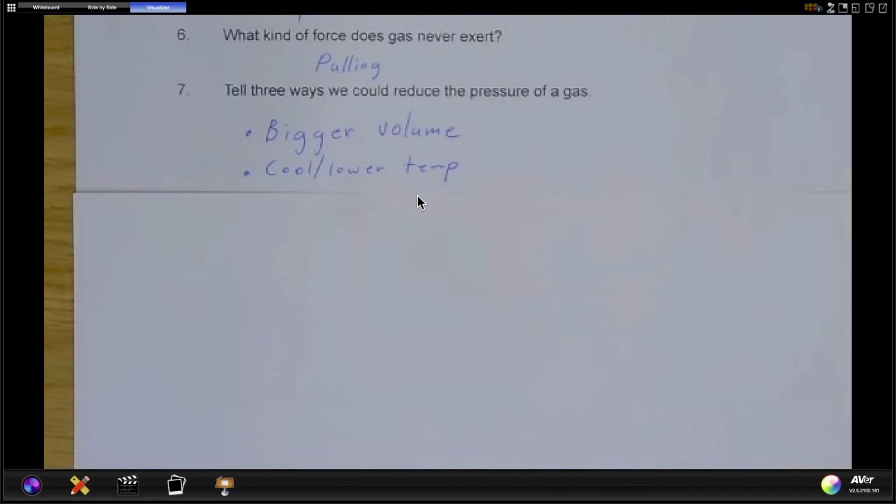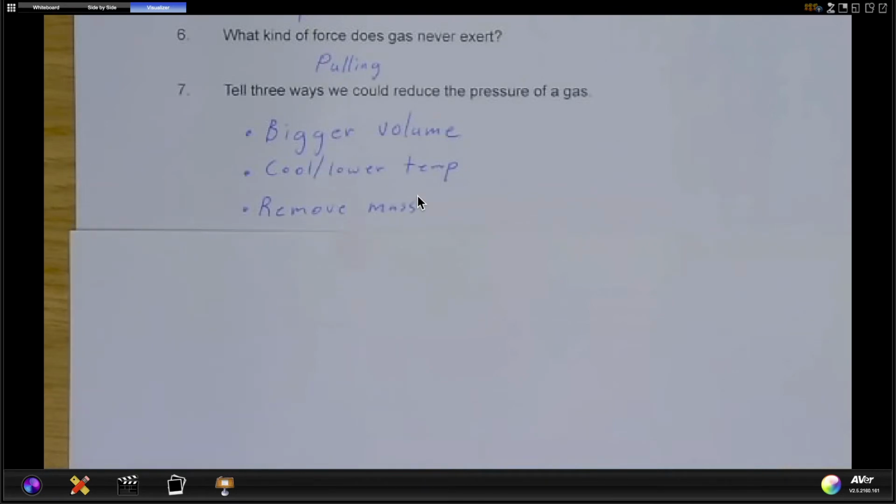We also could cool or lower the temp. If you slow the particles down, they're not going to apply as much pressure because they won't hit the sides as often. When we did boxes, we modeled high temp by shaking the boxes really fast, which made the particles move really fast. They made a lot of noise, a lot of pressure. If you do it really slowly, like a slower moving particle, it's going to hit less often, lower pressure.